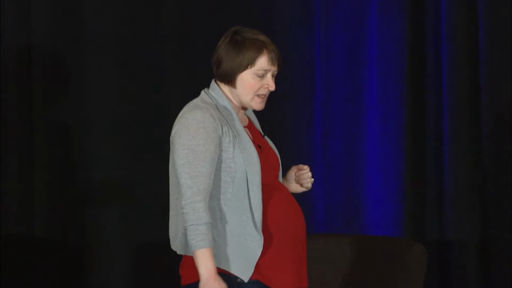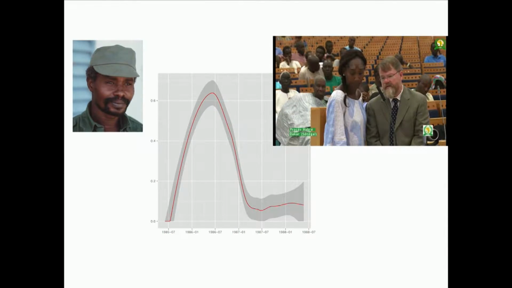Most recently in 2015, Patrick testified again, this time in Senegal, against the former leader of Chad, Hissène Habré. Here he's presenting the crude mortality rate that occurred in secret prisons run by Hissène Habré, run by the secret police, managed by Hissène Habré. And this trial has the most positive outcome of our stories so far. In 2015, Patrick testified. In 2016, the judges came back with a guilty verdict, sentenced Hissène Habré to life in jail. So far, that verdict has stood.